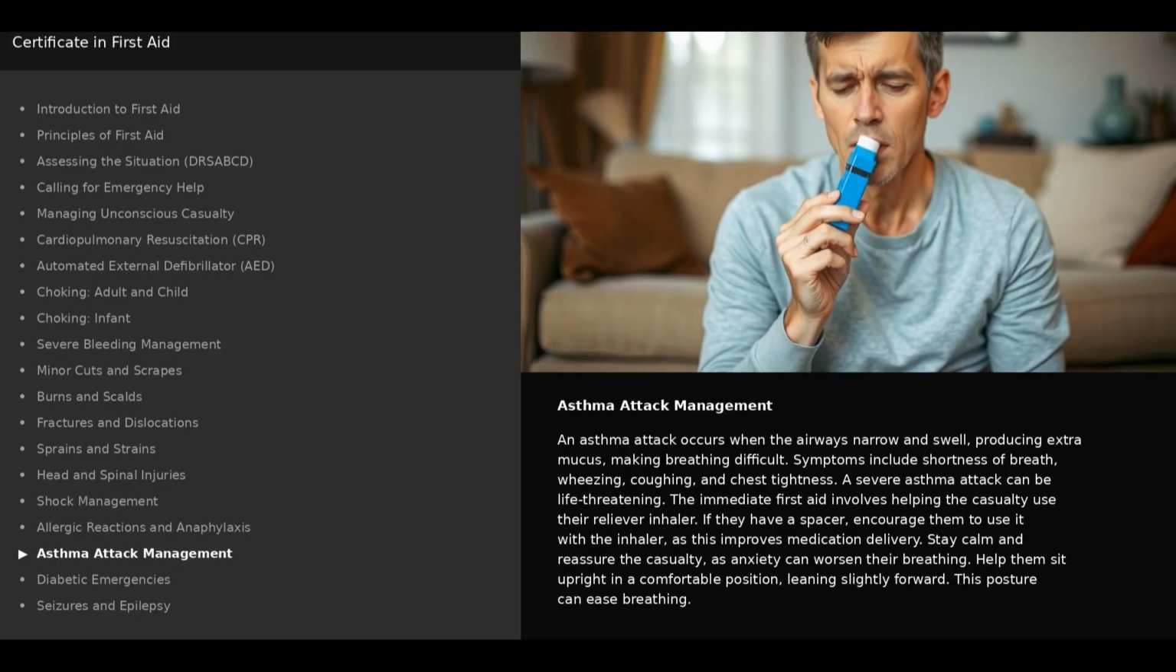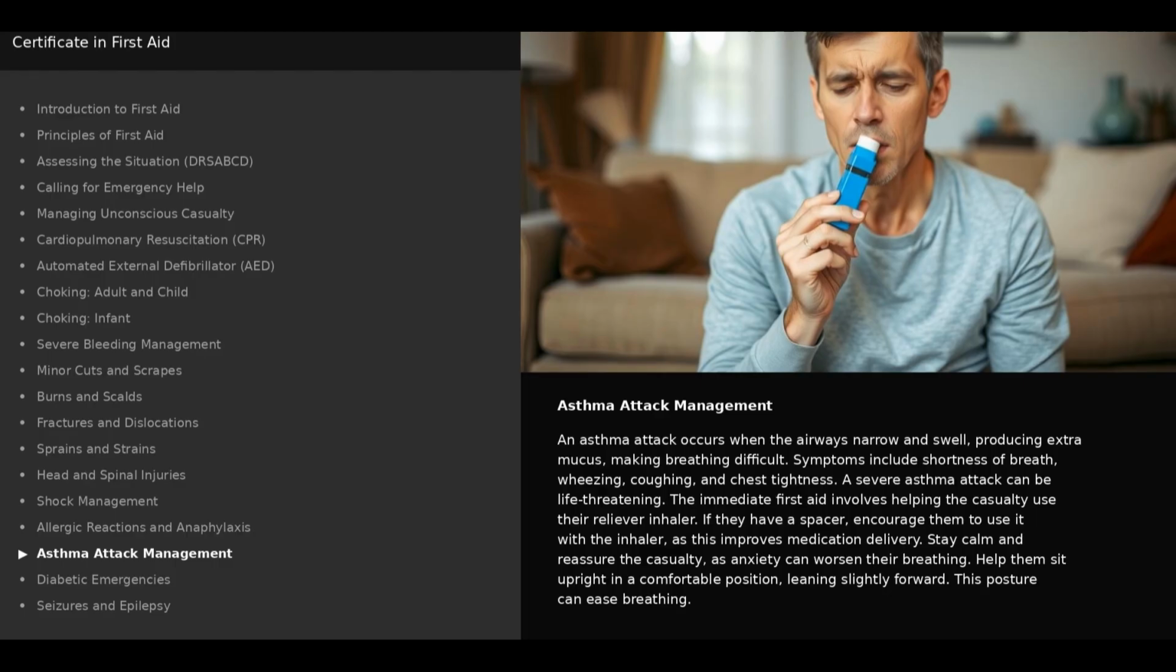Asthma attack management. An asthma attack occurs when the airways narrow and swell, producing extra mucus, making breathing difficult. Symptoms include shortness of breath, wheezing, coughing, and chest tightness. A severe asthma attack can be life-threatening. The immediate first aid involves helping the casualty use their reliever inhaler. If they have a spacer, encourage them to use it with the inhaler, as this improves medication delivery.